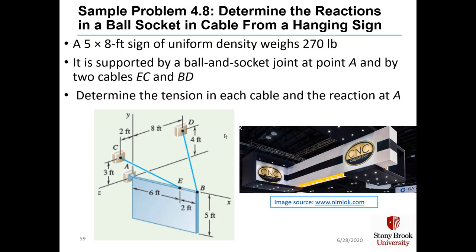It weighs 270 pounds, which means we can locate the weight at the center of gravity of the sign. We're going to determine the tension in cables EC and BD and the reaction at point A at the ball socket, which will have three terms, one in X, one in Y, and one in Z.